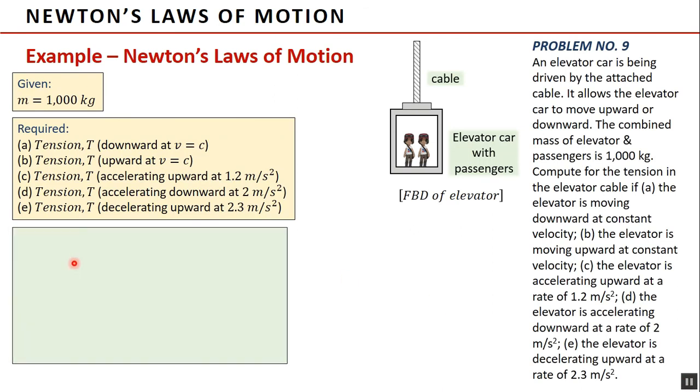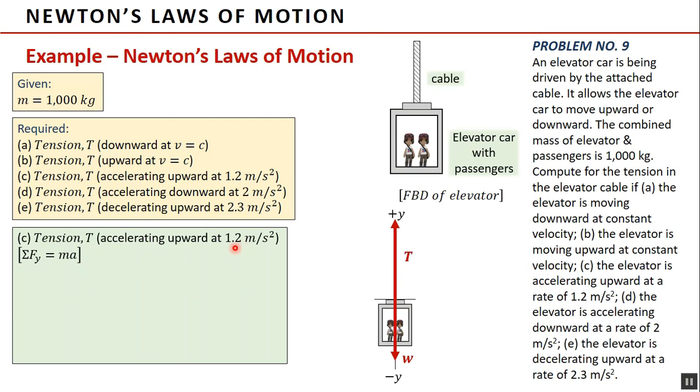For letter C, we will determine the tension of the cable when the elevator is accelerating upward at 1.2 meter per second squared. Since there is already acceleration, we will use Newton's second law. So the summation of Fy is equal to mass m multiplied by acceleration a. But before we continue, we need to properly determine the sign of the acceleration, whether it is positive or negative. To do this correctly, we will use what we have learned in Unit 1.